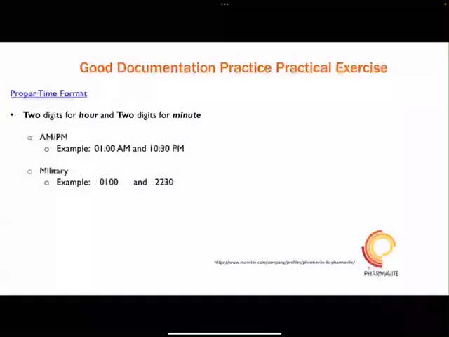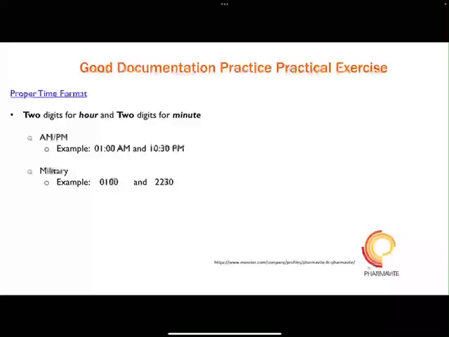Now, what does writing your time look like? I need 2 digits for hour and 2 digits for minute. When using AM, PM, be sure to include the colon. For example, 1 a.m. is 01:00. 10:30 p.m. is 10:30.